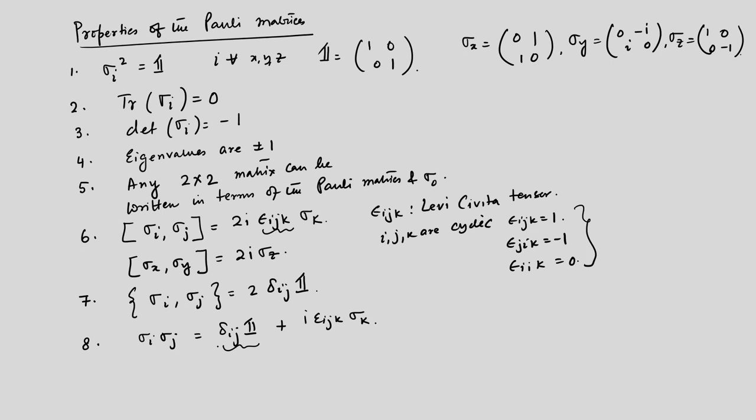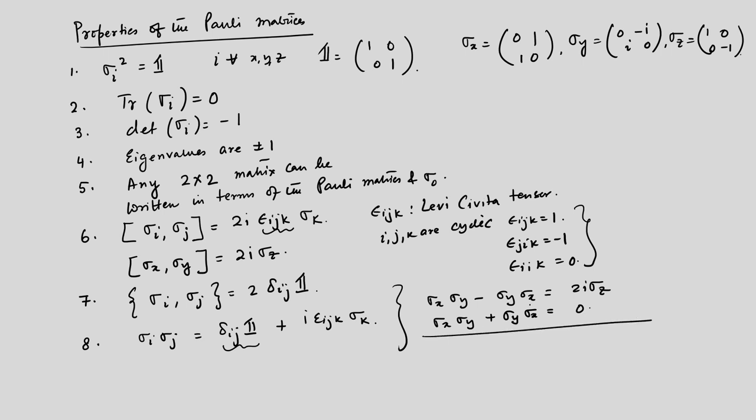So sigma x sigma y is equal to i sigma z, and that can be proved from 6 and 7. If you combine 6 and 7, then you get 8. What I mean by that is, suppose 6 is sigma x sigma y minus sigma y sigma x is equal to 2i sigma z, and from 7 one gets sigma x sigma y plus sigma y sigma x is equal to 0, because i is not equal to j.